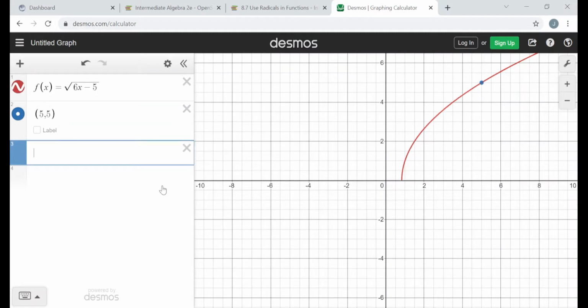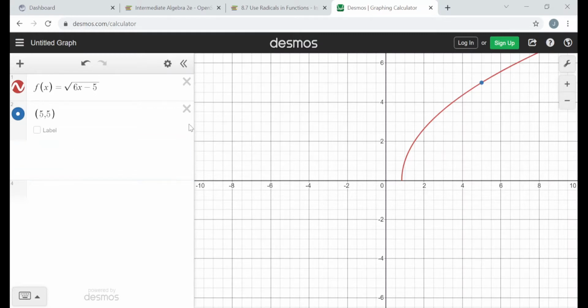So when I punch in f of -1, like they asked for in part B, see how it's undefined? Now they're saying undefined, but it's really an imaginary number. It's not real. But you notice that there's no point on the graph with an x-coordinate of -1. There's no point on the graph with any x-coordinate less than 5/6. And we'll talk about that in a future video, talking about the domain of a radical function. But for right now, we're just evaluating stuff.